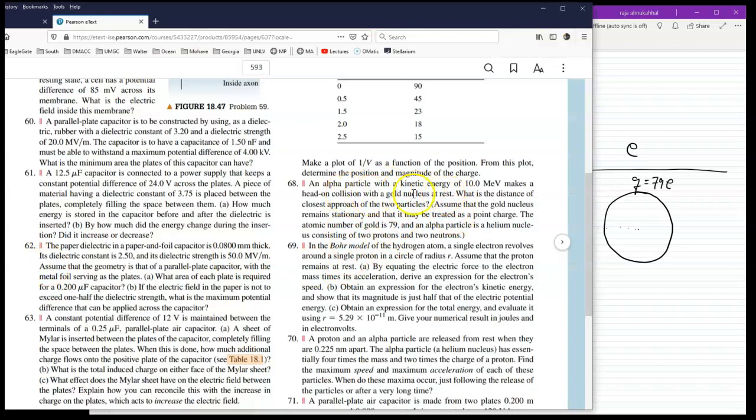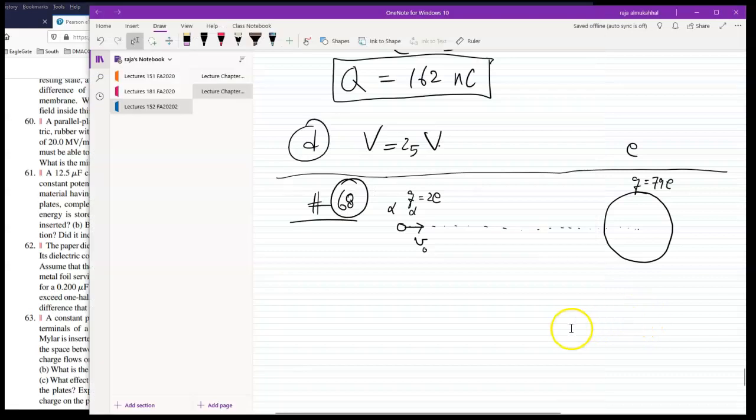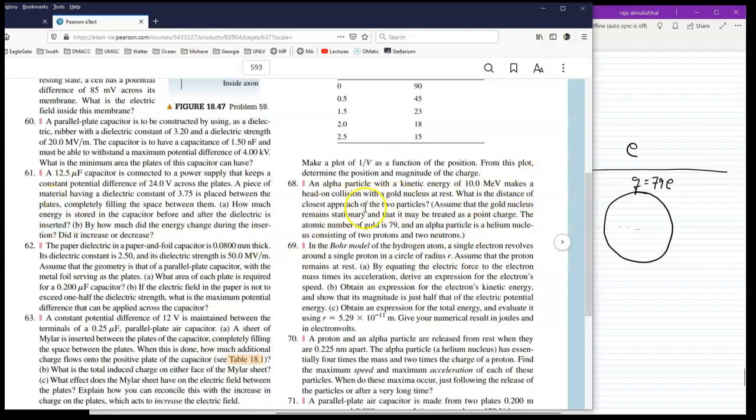Okay, so he says that the kinetic energy of the alpha is 10 mega electron volts. That's the energy. So kinetic energy is equal to 10 mega electron volt. I'll come back to this unit in a second. Just bear with me. It makes a head-on collision. What is the distance of closest approach?